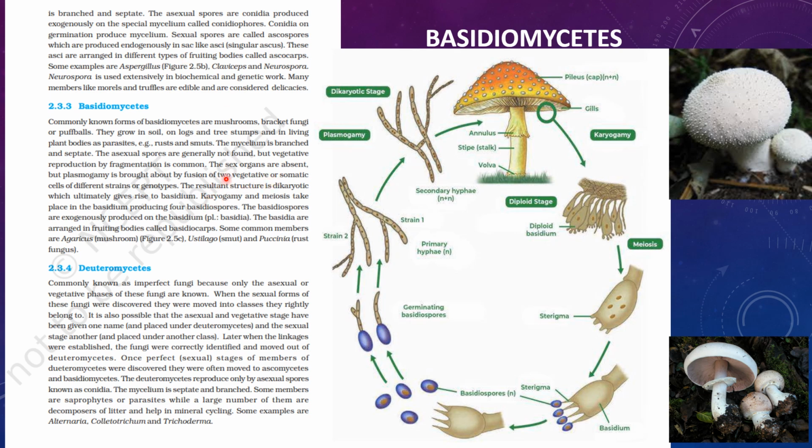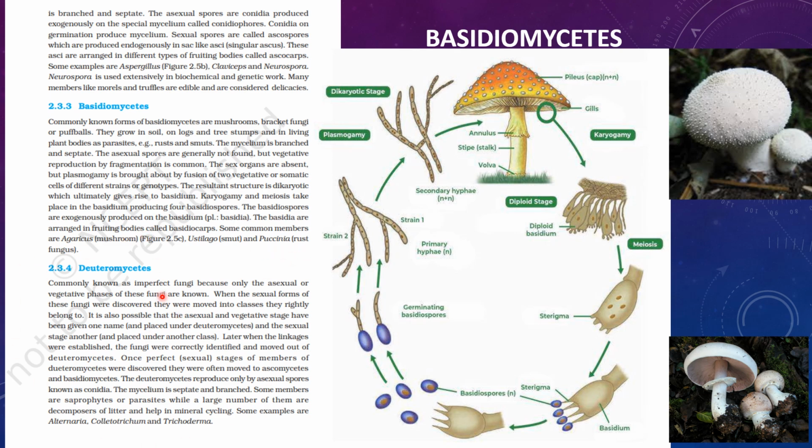Their sex organs are absent, but plasmogamy is brought about by fusion of two vegetative somatic cells of different strains or genotypes. So the two strains come together and fuse, and they form the diploid stage. And here we can see the diploid basidium and meiosis. They will produce basidiospores, and the basidiospores will in turn germinate likewise. This will be their life cycle. Their important members are Agaricus, a mushroom, Ustilago, a smut, and Puccinia, the rust fungus.